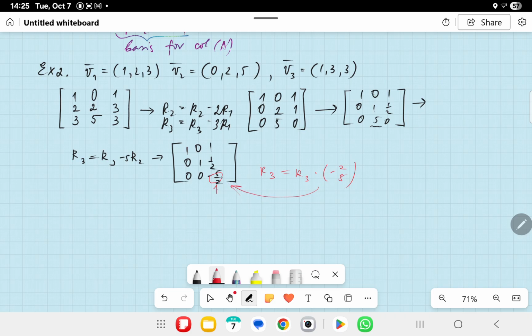So guys, how many leading ones do we have? Well, we have 1, 2, 3. How many columns are going to be independent? Column 1, column 2, and column 3. So all 3 are linearly independent, which means that all 3 vectors are linearly independent. So they are making a basis in this space. Well, that's how we are going to actually find bases for the space.